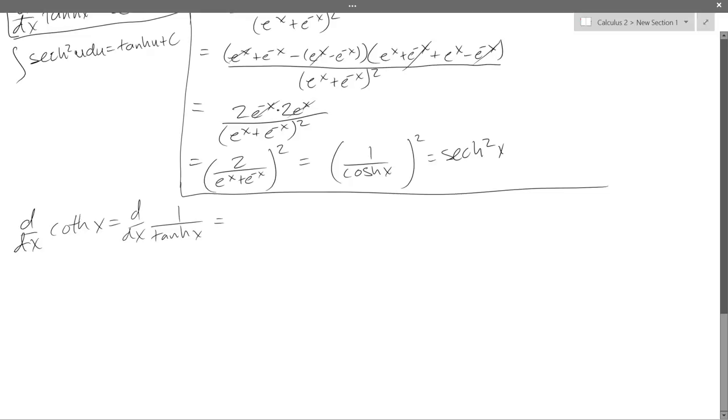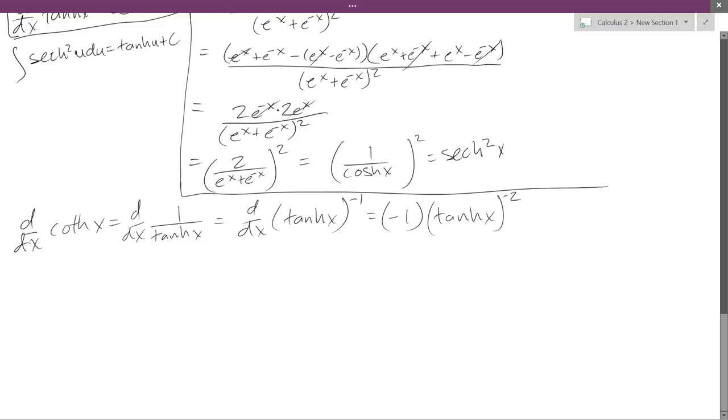All right, so let's avoid the quotient rule. Let's write it as tanh x, whole thing to the negative first. So this is not the inverse trig function. This is the actual reciprocal power. So just be a little careful when you're writing powers next to trig functions that you know which power you're talking about. So this is the reciprocal. So it's negative 1 times tanh x to the negative 2. That's pretty important.